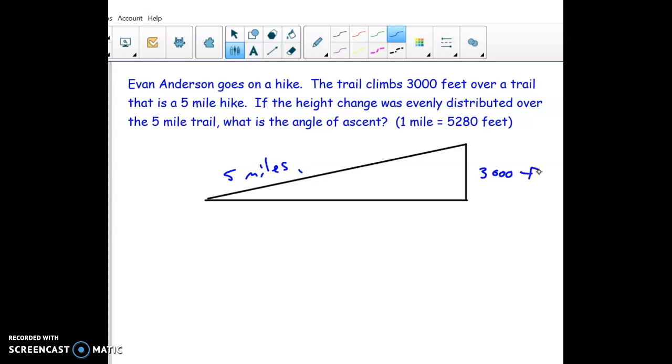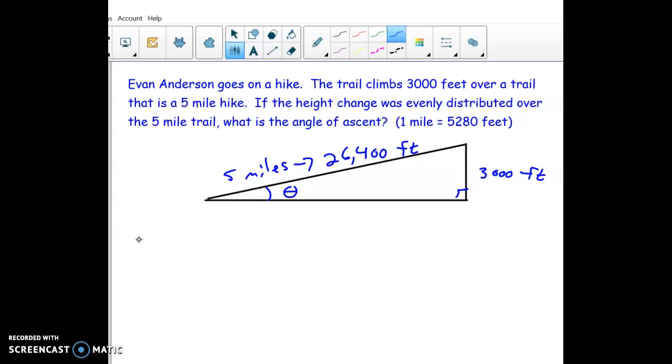Probably you could turn that into miles, but I'm actually going to turn the miles into feet. So I'm just going to take 5 times 5,280. Both are units in feet. And so our angle of ascent is going to be that angle right there.